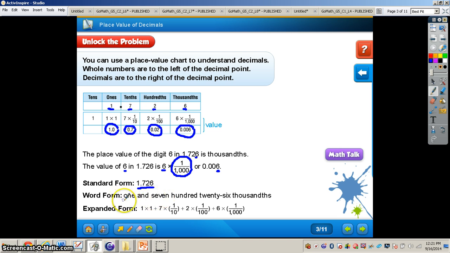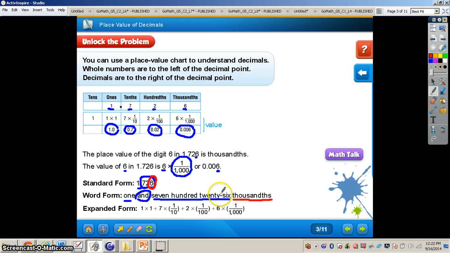Now word form, pretty easy to see here. The decimal point is represented by the word and. Then what you do, you just take a look at this digit right here, 726. You write that first, 726. Now wherever the final digit falls within a decimal, that is the last name of the mixed number. So 726, that 6 falls in the thousandths place, so you give it a last name of thousandths. If that 6 were to fall in the tenths place, you would give it the last name of tenths. If it were to fall in the hundredths place, the last name would be hundredths.